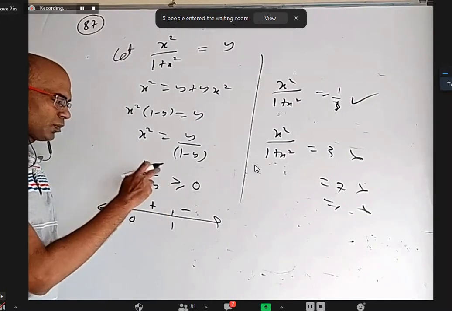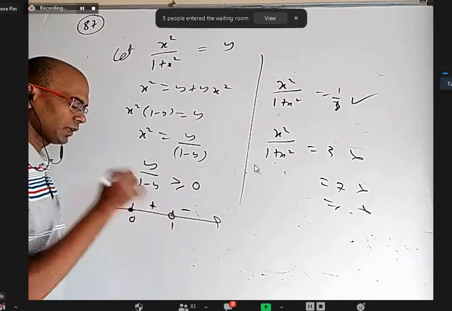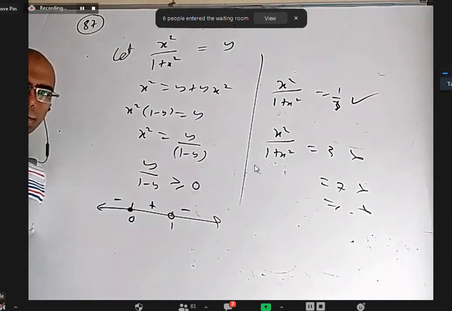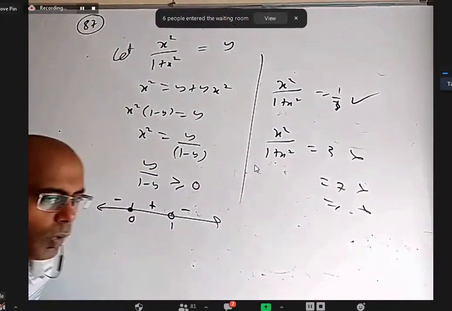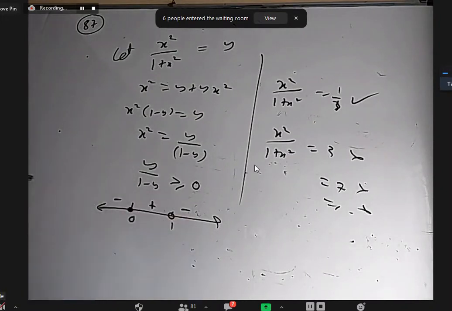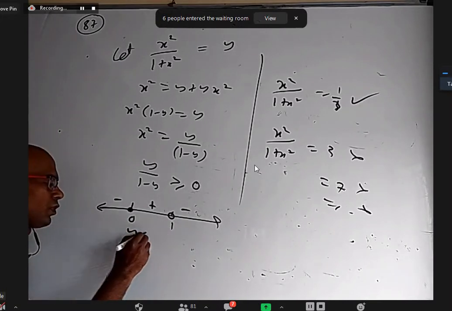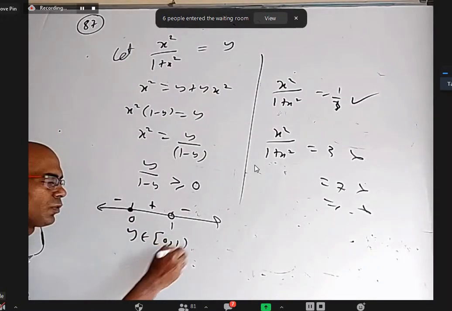Equality is there and the numerator can be 0, so there is a closed interval at 0. The denominator cannot be 0, so it will be an open interval at 1. Okay, so what is the interval in which y by 1 minus y is greater than or equal to 0? Closed 0 to open 1. So y belongs to closed 0 to open 1, and that's the range.